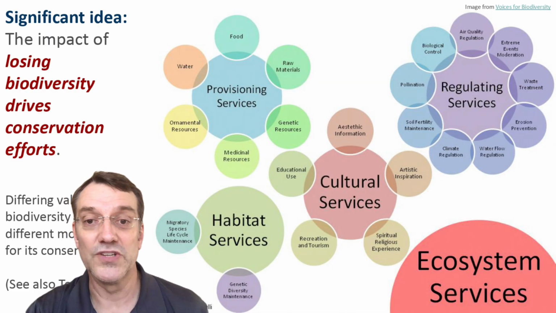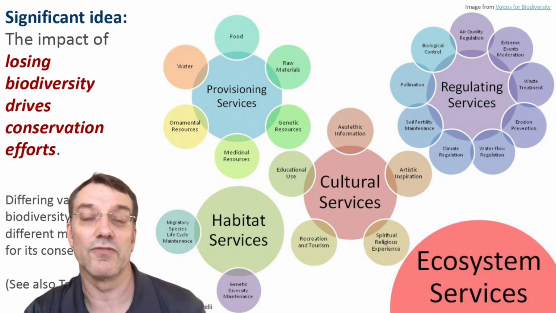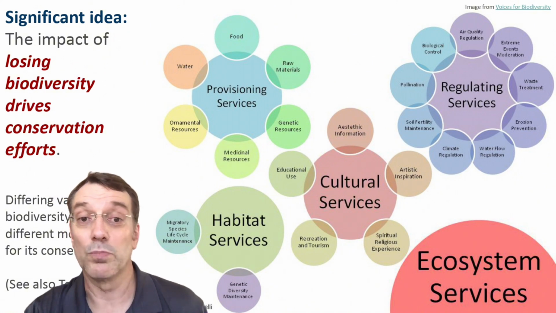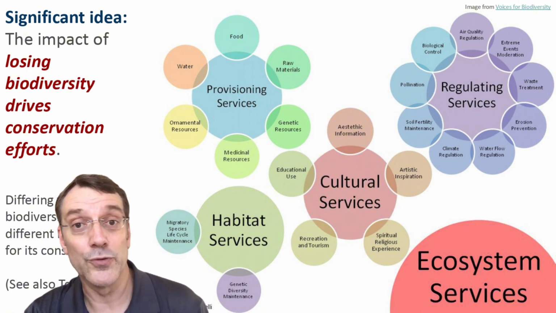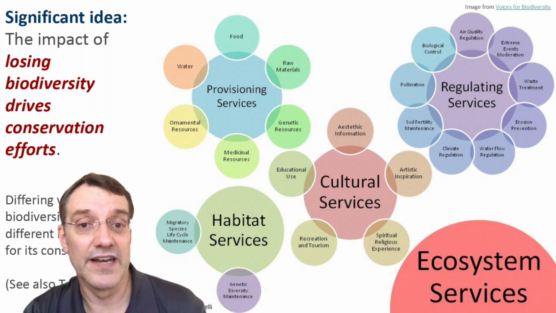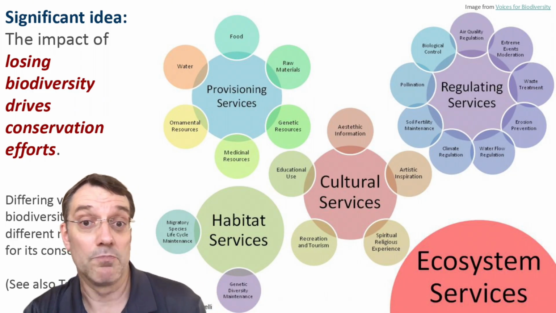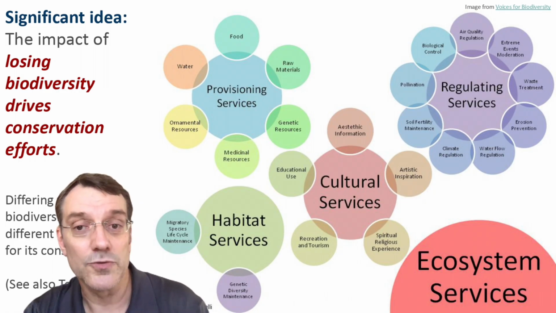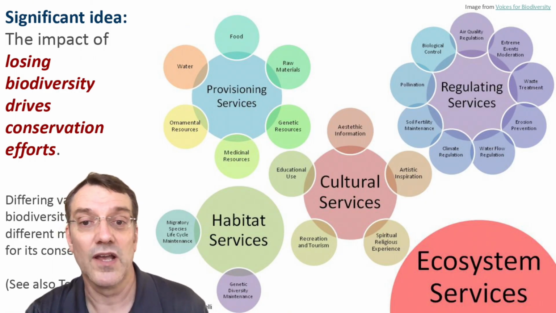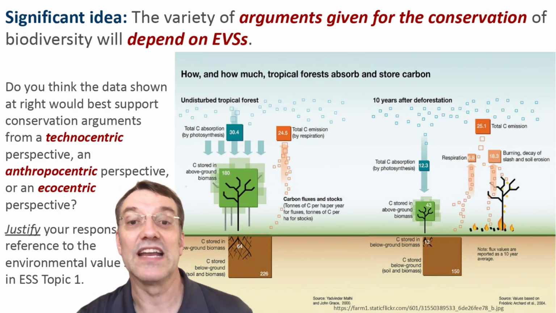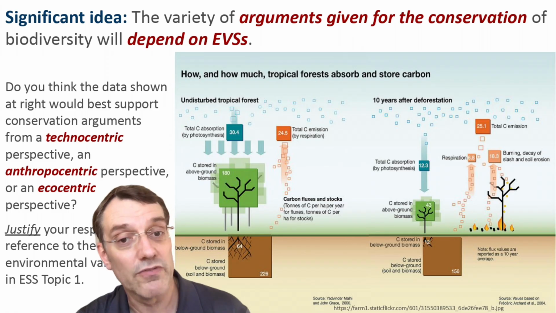The impact of losing biodiversity drives conservation efforts because ecosystems provide essential services. These include provisioning services like food and water, regulating services like climate control, erosion control, and pollination, cultural services that enrich our lives, and critical habitat services that maintain the web of life. Different environmental value systems provide different motivations for conserving biodiversity.